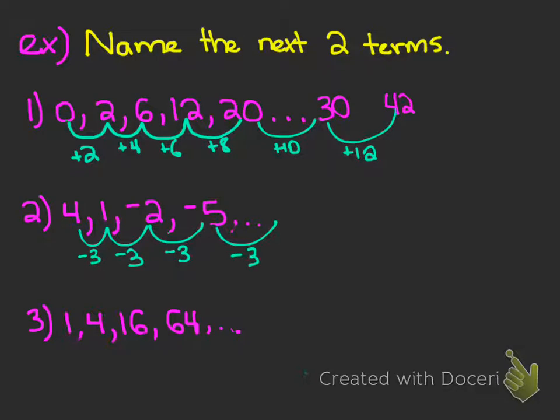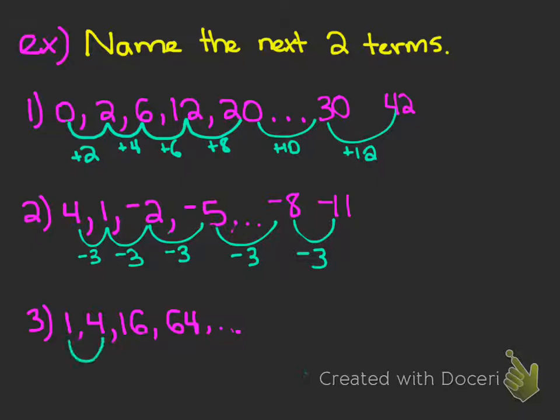So if we subtract 3 here, our next term here will be a negative 8. If we subtract 3 from negative 8, our next term there will be negative 11. Okay, so up here we were adding by evens. Here we're just subtracting every term by the same number. Okay, let's look at the last example on this page.